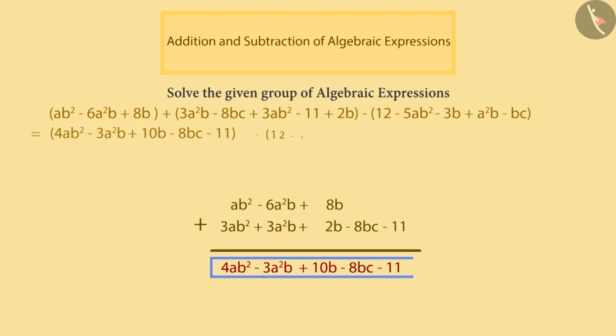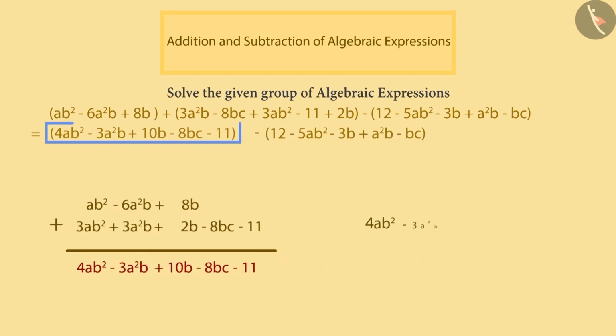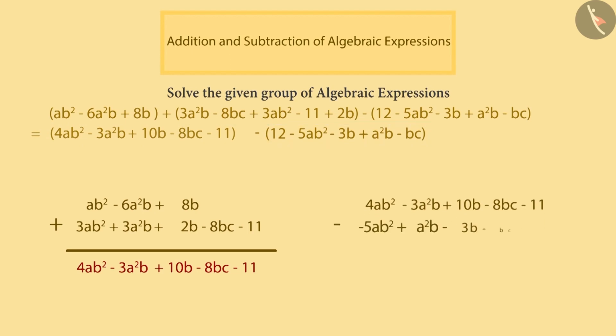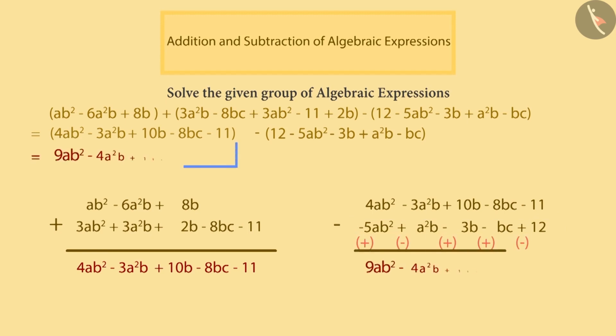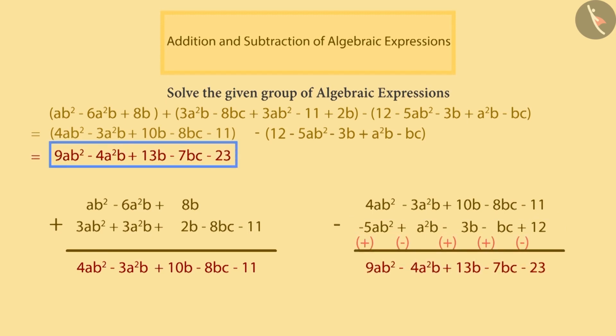Now, we have to subtract the third expression from this sum. So let's write this expression first. Now, once again, while writing the third term, we should write the like terms one below the other just like this. Now, we will change the sign of all the terms of the second expression. This is the result we get after adding.